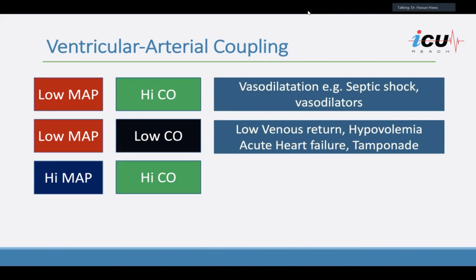The next one is the high mean arterial pressure associated with high cardiac output. Any takers? Pregnancy, thyrotoxicosis.